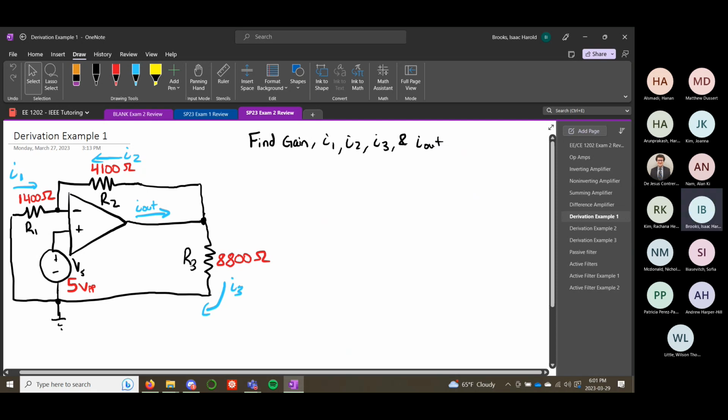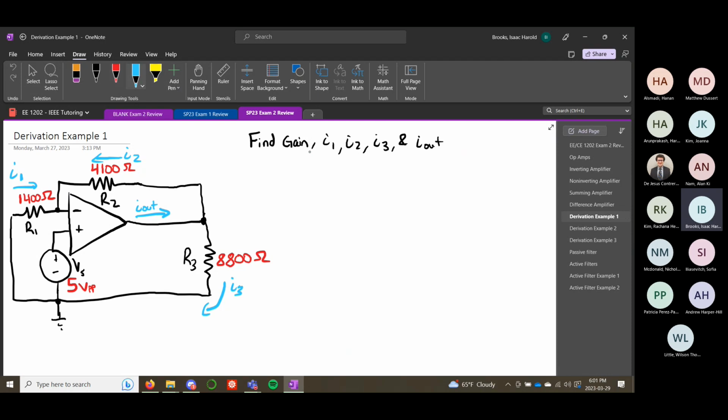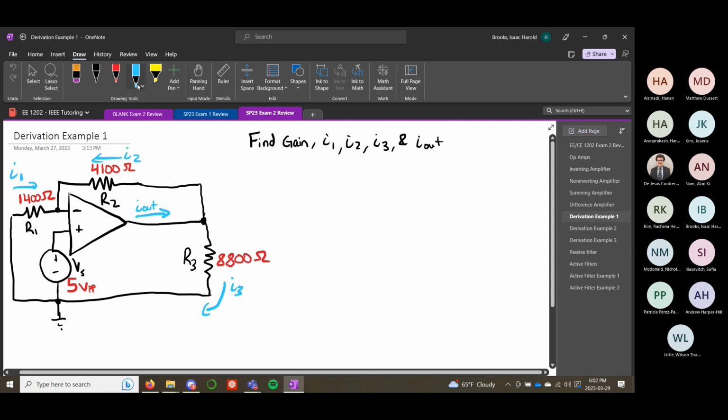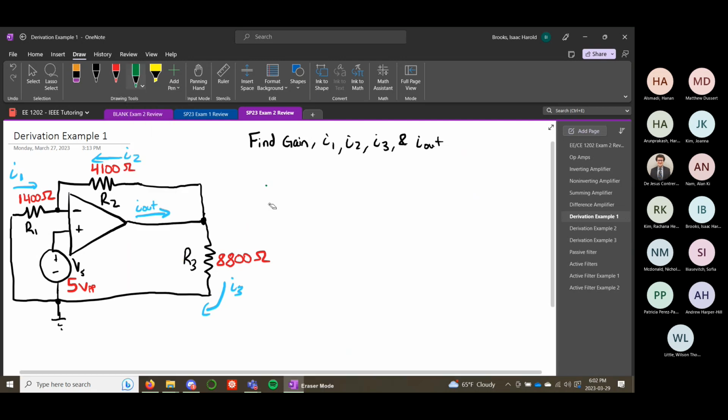But let's just ignore everything, and we'll use our circuit principles to find out these currents and the output current. And we can find the gain, which would be output voltage. Okay, so let's use a different color. So we want to find gain. So we can call this V out is going to be there. I1 is going through R1, I2 through R2, I3 through this output resistor, and I out coming out of the op amp.